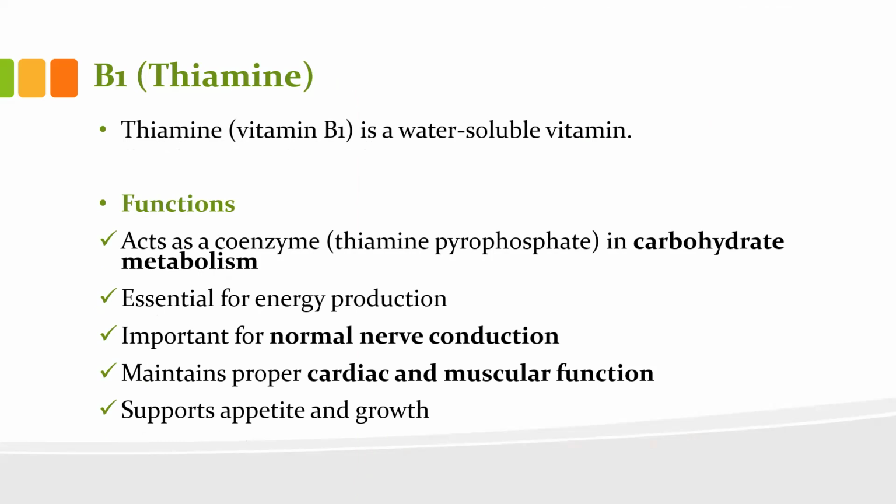So the first one is vitamin B1, which is known as thiamine. Again, thiamine is a water-soluble vitamin. It acts as a coenzyme, thiamine pyrophosphate, in carbohydrate metabolism, and it is essential for energy production. It is important for normal nerve conduction. It maintains proper cardiac and muscular function, and it supports appetite and growth.